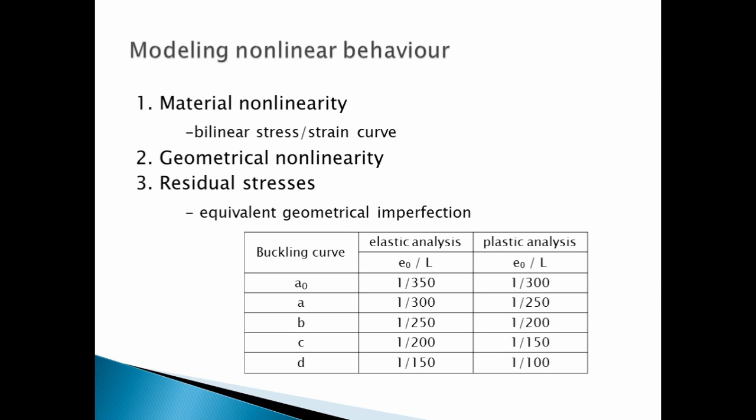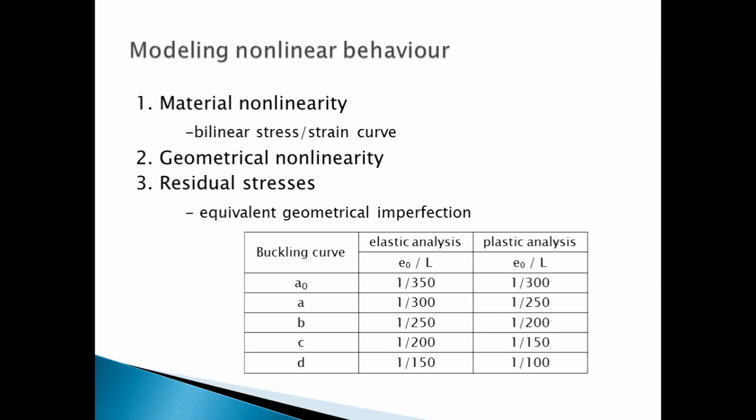We will include geometrical nonlinearity as well as residual stresses in our model with something called equivalent geometrical imperfection. What does it mean? We will model an imperfection that is larger than the real life imperfection of the model, and that way we are going to include both geometrical nonlinearity like an initial bow and the residual stresses by using imperfection.